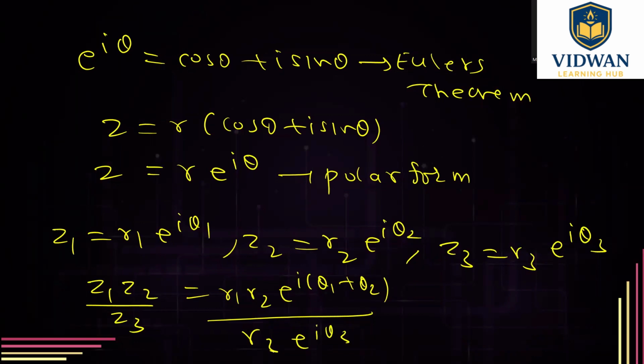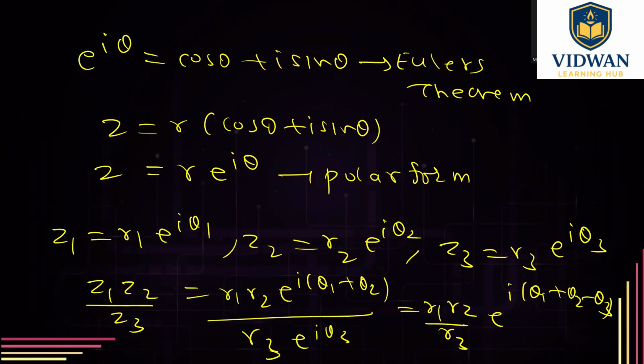So r1, r2, r3 are numbers, they'll just get divided directly. And the powers of e will get subtracted in division. So you'll get e power i times theta 1 plus theta 2 minus theta 3. So for the new complex number z1 z2 by z3, the modulus is r1 r2 by r3. And the angle you have in the power is nothing but the argument of that. So this is also written in mod amplitude form. And whenever you have many complex numbers, division and multiplication becomes easier when you represent them in polar form, that is in terms of powers of e.